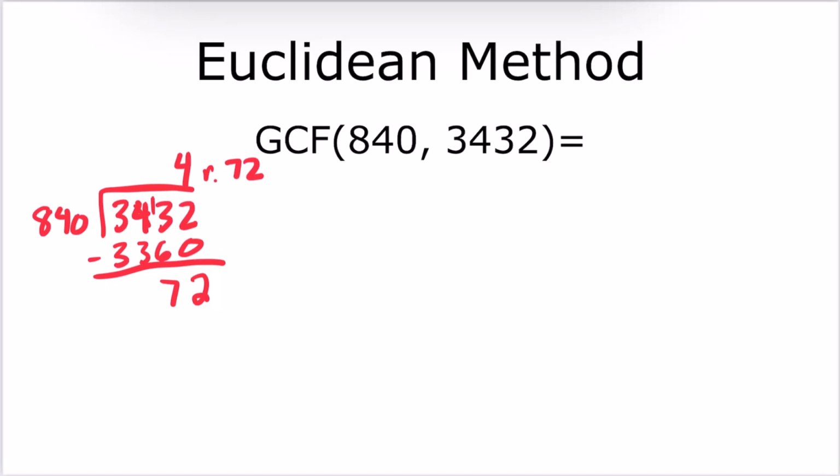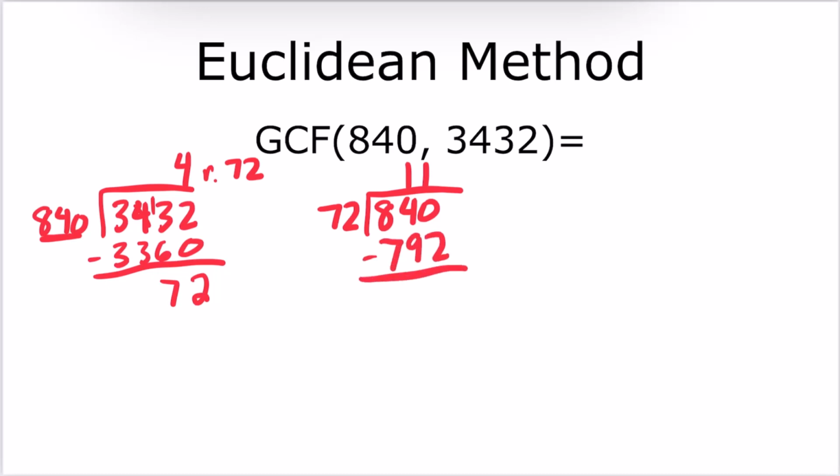Then what you do next is you take the 840, and we're going to divide that by 72, because that was the remainder. When I do 840 divided by 72, that gives me 11 with a big long decimal, but mostly I'm just looking for the whole number. So it goes in 11 times, and 72 times 11 is 792. If I subtract that, I get 8 ones, and 13 minus 9 is 4. So I get remainder 48.